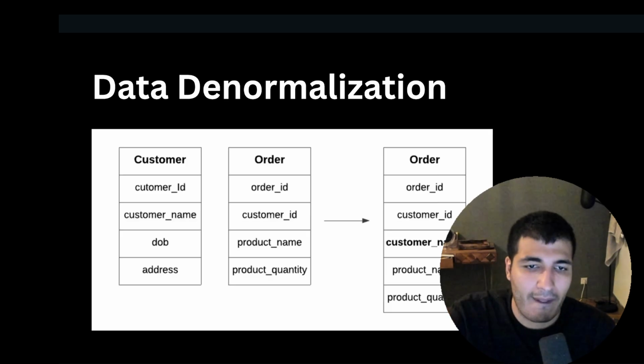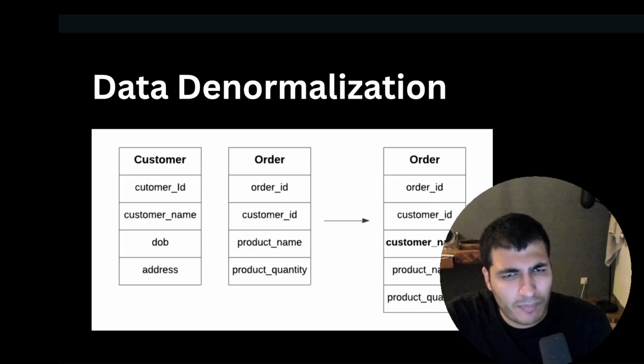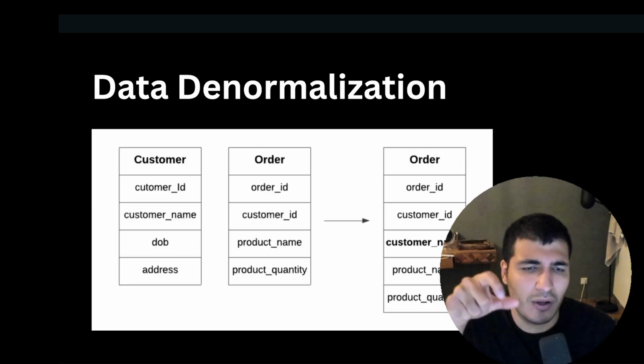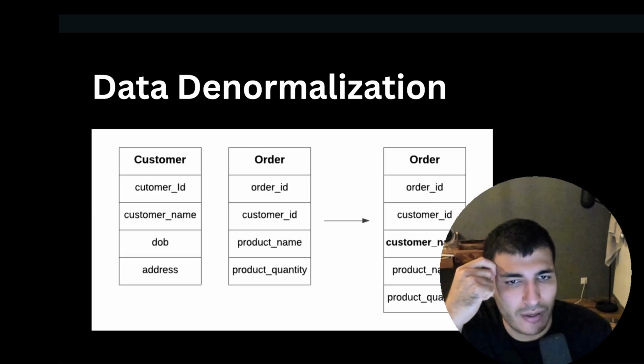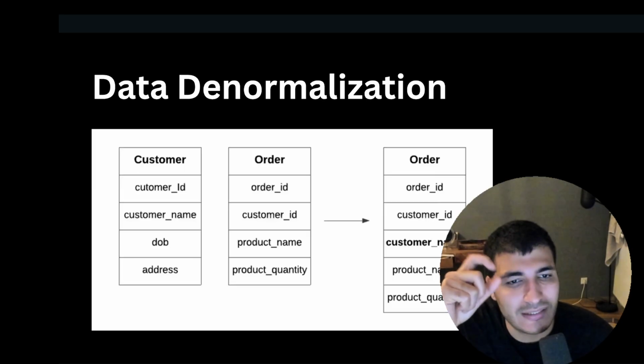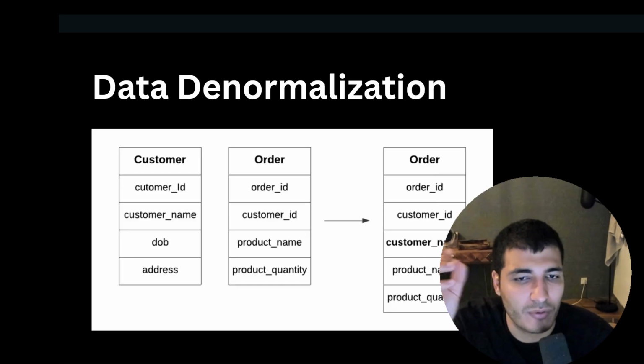patterns. The limitations for this one: the primary drawbacks of denormalization are increased storage usage due to data duplication and the potential for data inconsistencies if the duplicated data isn't updated everywhere it exists.